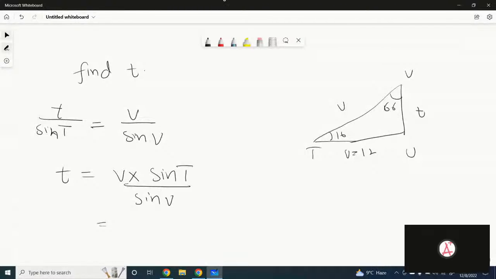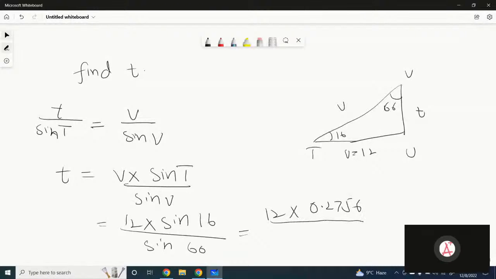So V times V is 12 and sine of angle T is 16 divided by sine of, just do the calculations using the calculator. Got it? Just use the sine law, put all the values, the sides and the angles, and use the calculator and find all the values. So let me just do sine 16. Okay, sine 16 is 0.2756, and sine 60 is 0.866. Got it?